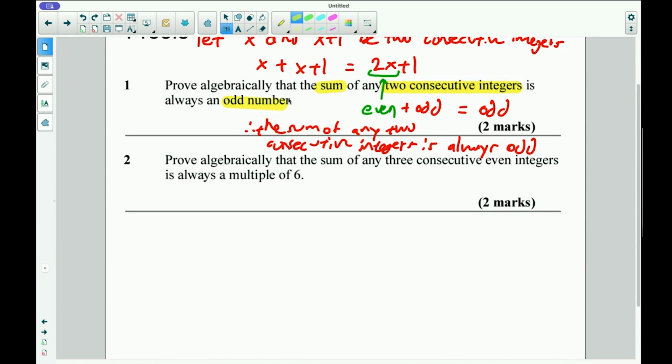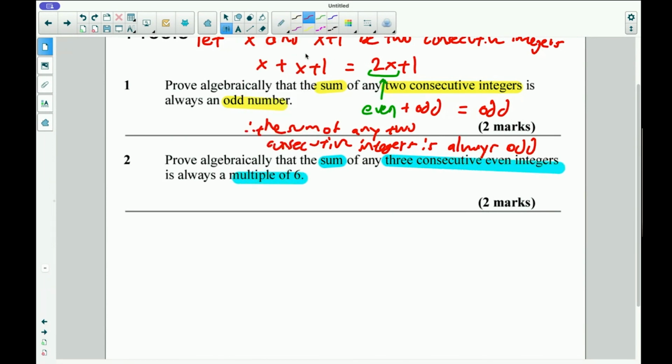So let's say, excuse me, I've got a frog in my throat. Oh, excuse me.